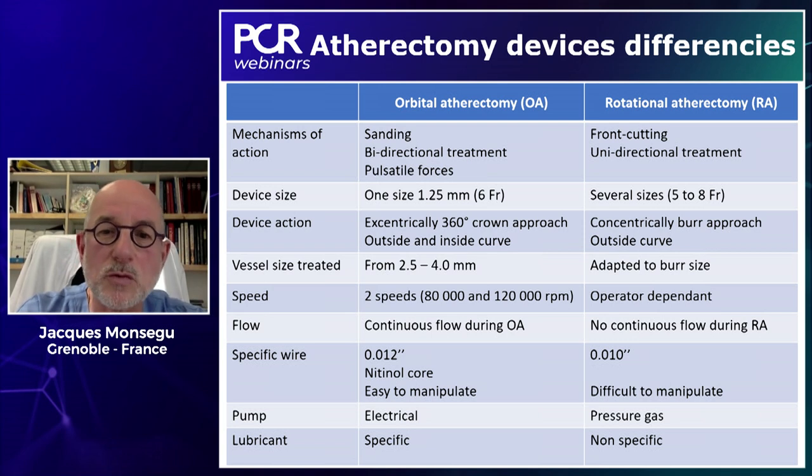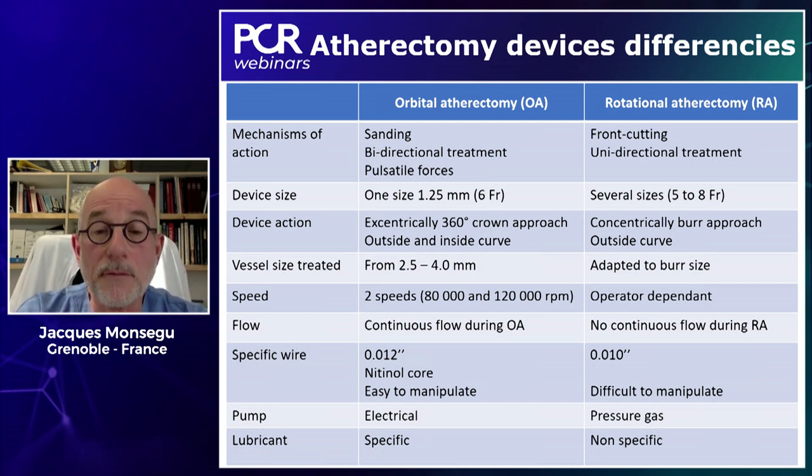The speed, only two speeds with orbital, 80,000 and 120,000, according to the size of the vessel. The flow, I think it's very important, because with orbital we have a continuous flow during the device action. And in comparison, with rotational atherectomy we have no flow. And probably that explains why we have more and more slow flow or no flow with rotablation in comparison to orbital.